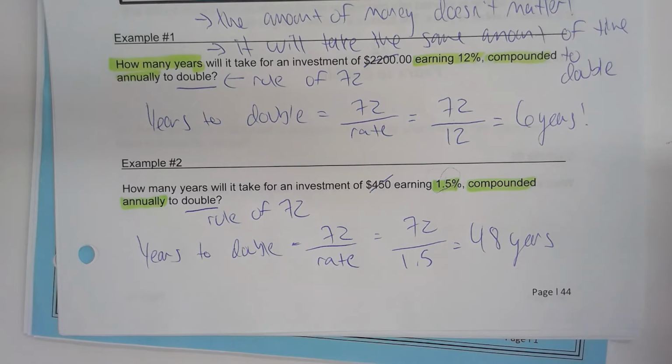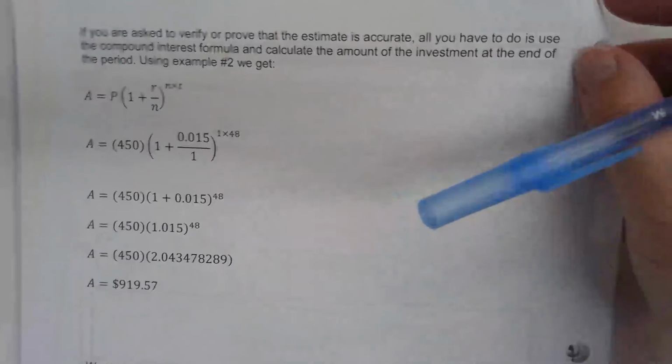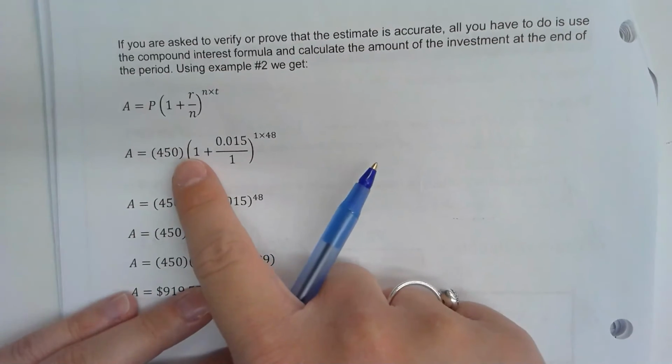Alrighty, let's flip. Now, what we might want to do is verify our answer, double check that this actually works out okay. And we can do that because we basically have all the information that we would normally use for compound interest. So how we would do it is we would just use the compound interest formula that we've been using this entire time.